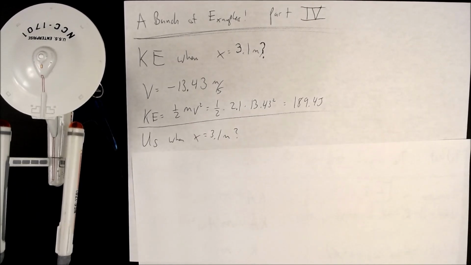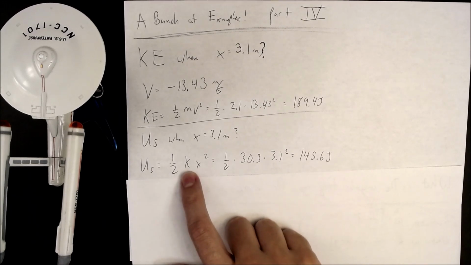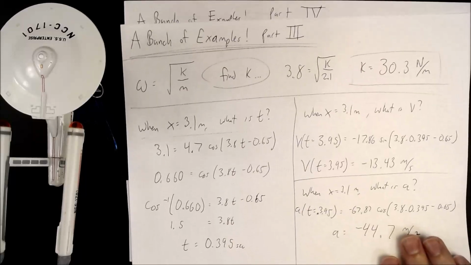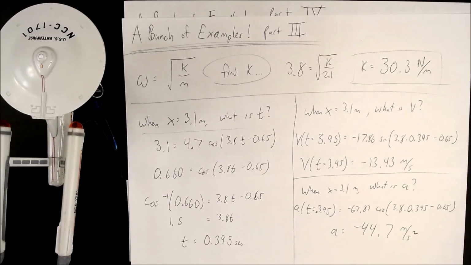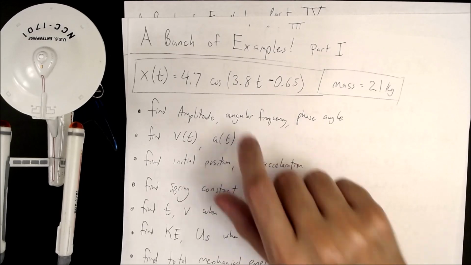What about finding the spring energy when x is at 3.1 meters? How are we going to do that? This one is actually quite a bit simpler. We know that the spring potential energy is just equal to 1/2 kx squared. We found k already. We found that by taking the square root of k over m, setting that equal to omega, and we knew what omega was because that's omega right there in our equation.